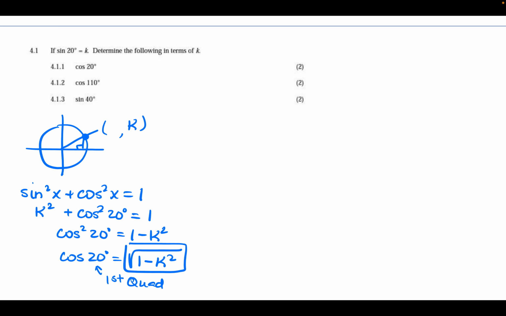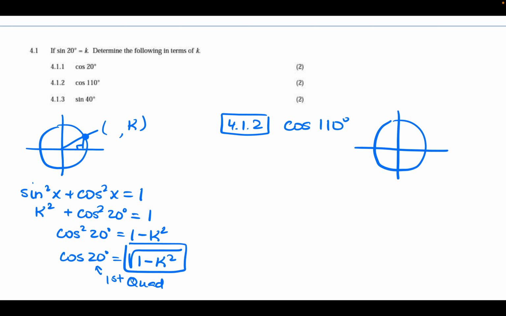4.1.2 asks us to find the cosine of 110 degrees. Well, its connection to 20 might not be immediately obvious, but if we locate 110 degrees on the unit circle, we might notice that it's related to 70 degrees.